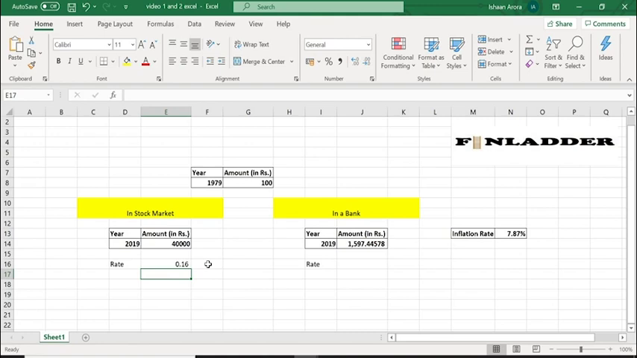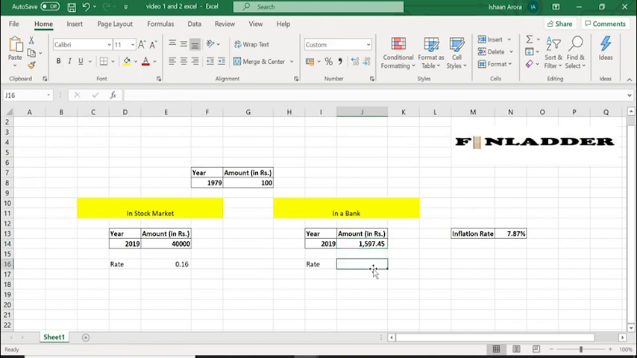So let's take the same example, where you would have invested 100 rupees in a fixed deposit in a bank in 1979. Then the amount that you would have got would be 1597. Let's approximate that a bit, 1597.45. For that we have used the compound interest formula: principal multiplied by (1 plus r%). The rate of return in the FD is assumed to be 7%, raised to the power 40 for the number of years, and then we add 100 again.